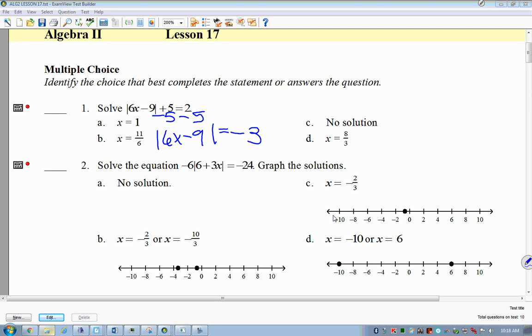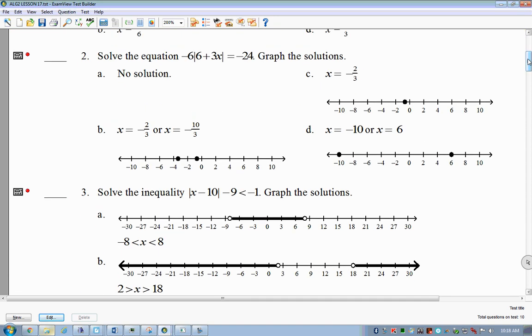Eric? No solution. Why? That's right. Very good. Saved us a lot of trouble because the next thing that we would have done is 6x minus 9 equals negative 3 and 6x minus 9 equals positive 3, right? But because this is set equal to negative 3 as it is, I'm never going to be able to plug anything for x that's going to get me negative 3. I can get 3, but I can't get negative 3. Okay? So no solution.